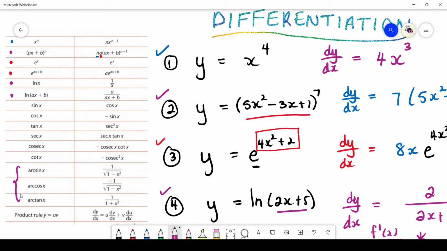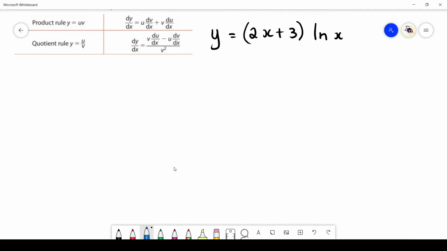For the remainder of this session, I would also like to review the product rule and the quotient rule. So stay tuned, that's coming up next. So thank you so much for staying on.